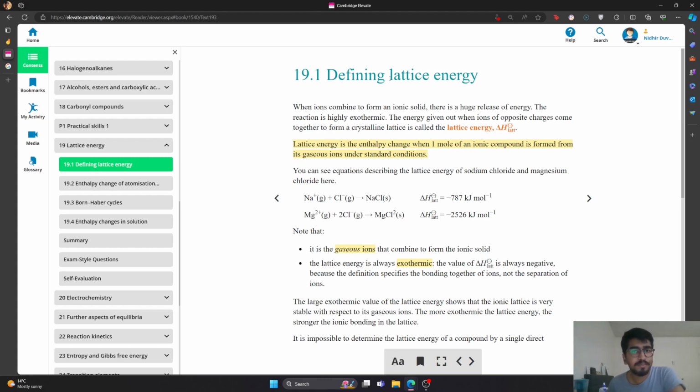So we want to start from defining lattice energy and work our way up from there. It says when ions, not atoms, ions combine to form an ionic solid, there is a huge release of energy. So let's understand what this is. Ions are, in our case, sodium chloride, like the salt example. Na plus is an ion. Cl minus is also an ion. When they combine to form an ionic solid, which is basically these ions arranged in a lattice form, it becomes a solid, right?